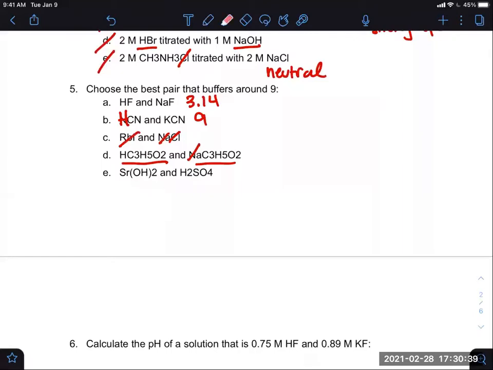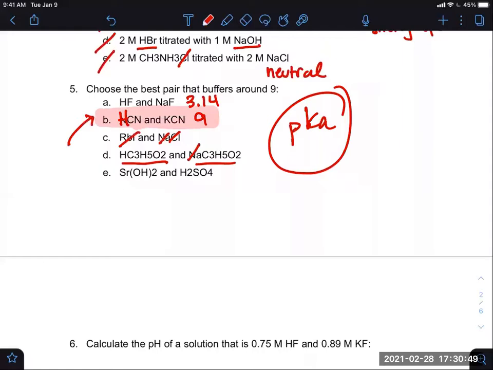However, I already found my answer right here, right? Because this one buffers around 9. Buffers will buffer around their pKa, okay? So you want to always look at pKa's for this problem. Yeah, so hopefully that makes sense. The last option, I believe this is a strong base anyway, so that's not going to work. Any questions on this one?